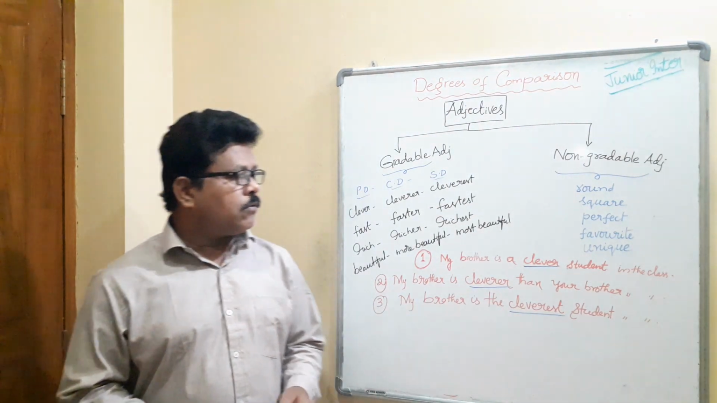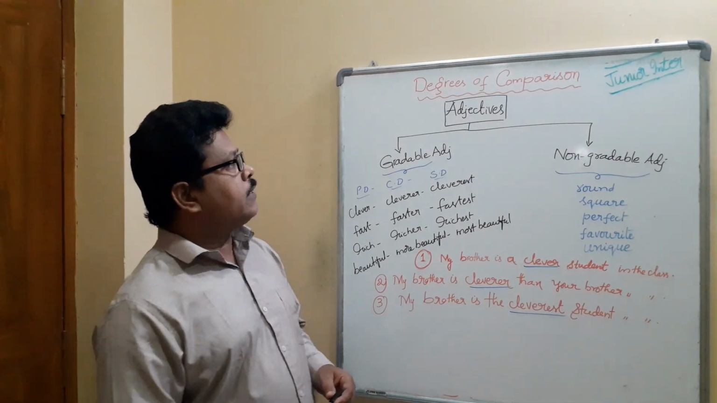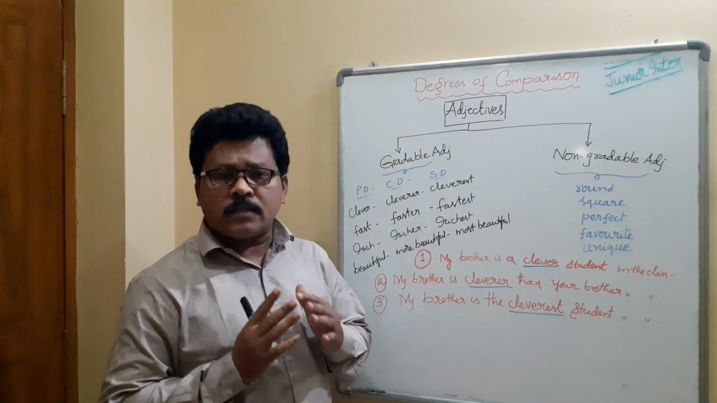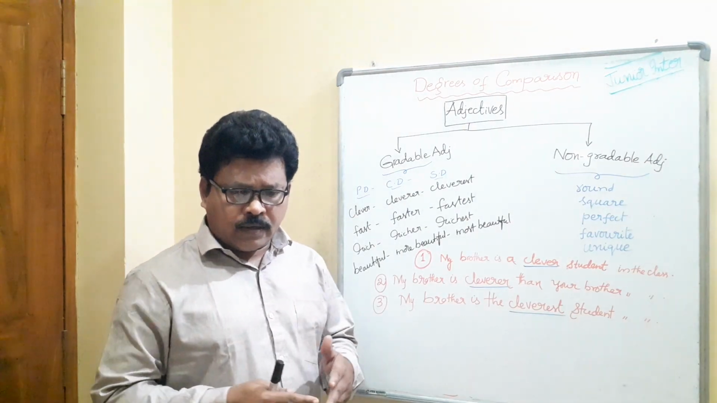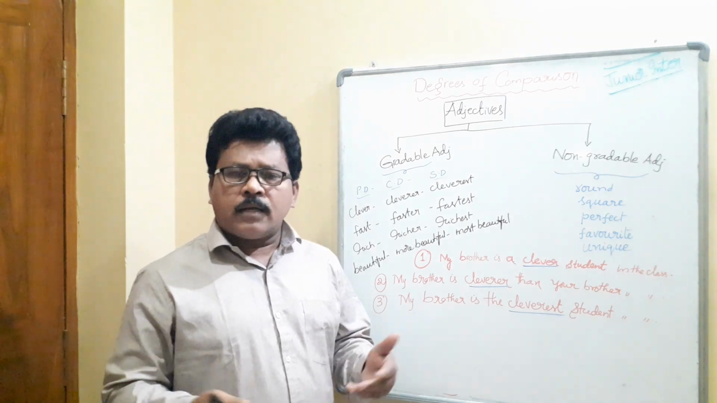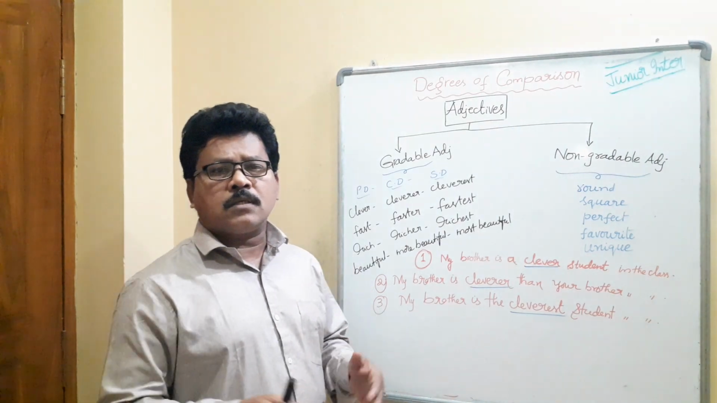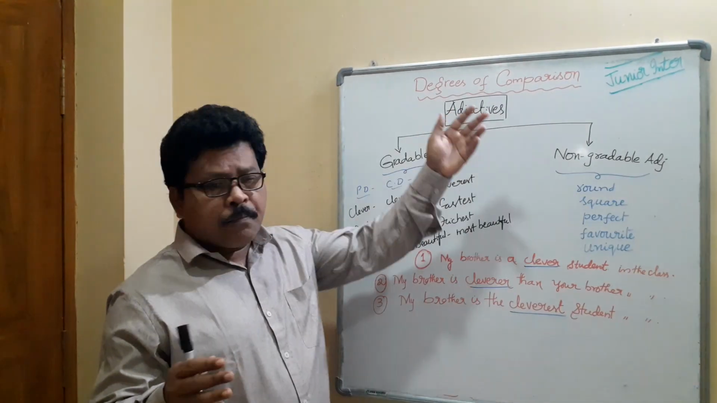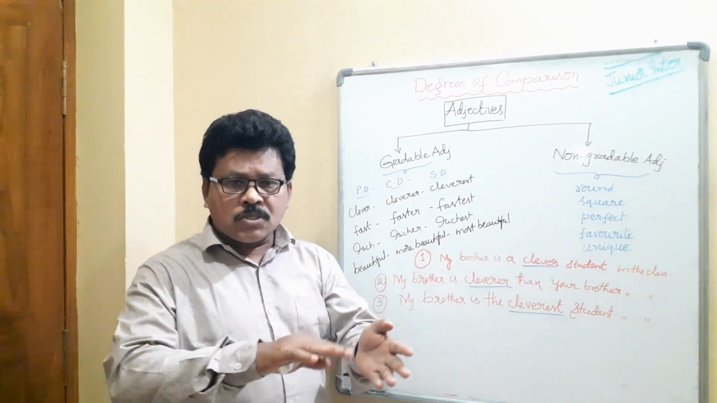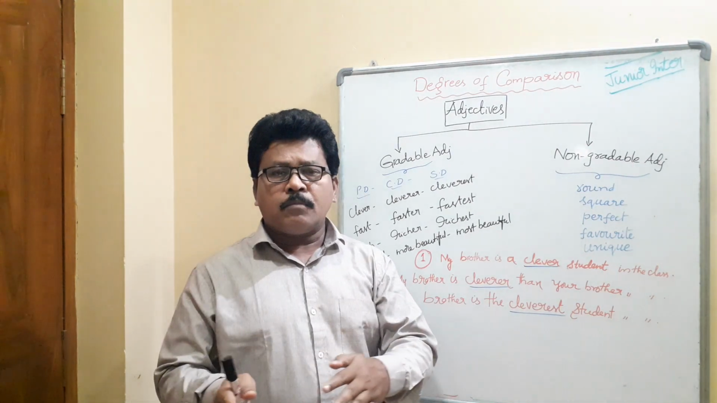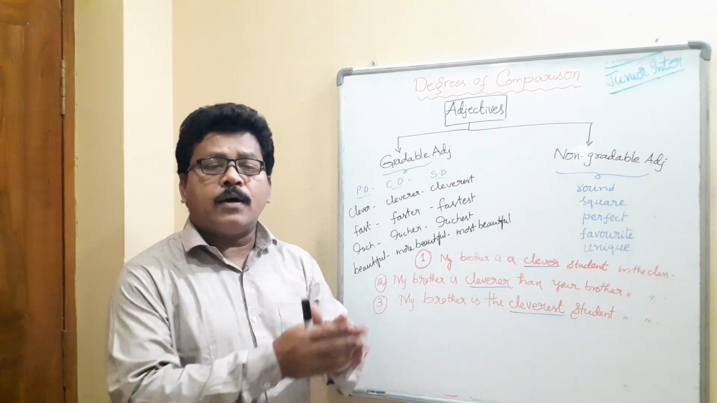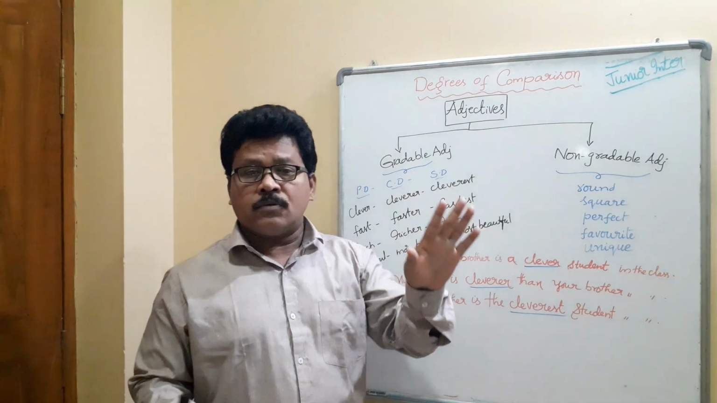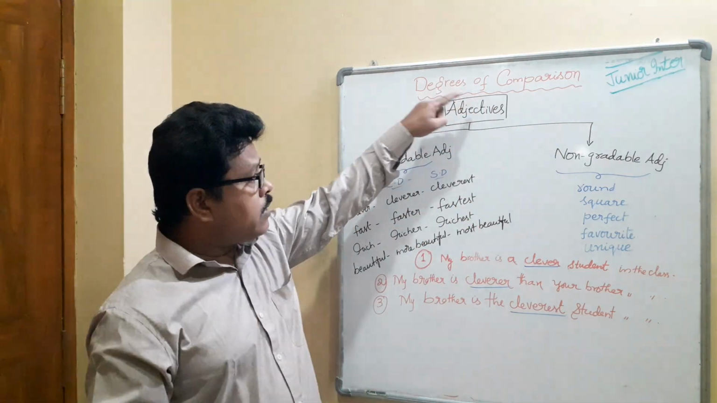In today's video, we are going to learn a new topic, degrees of comparison, for Junior Inter, useful for both AP and TS. A very interesting and useful topic in our real life, day-to-day life, and daily communication also. This topic helps us a lot. We use adjectives to compare one person to another person, one place to another place, one thing to another thing, means one noun to another noun. When we compare one noun to another noun, we use adjectives, and this topic revolves around adjectives only.